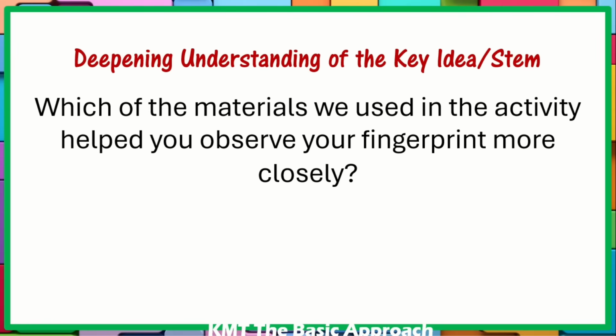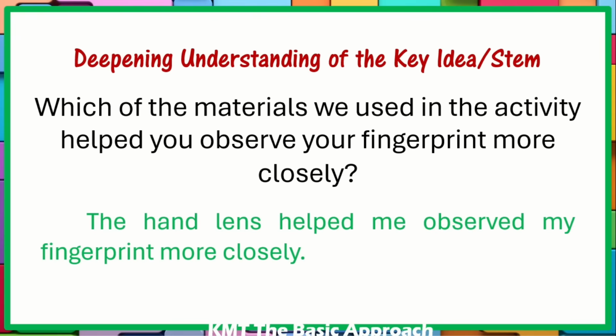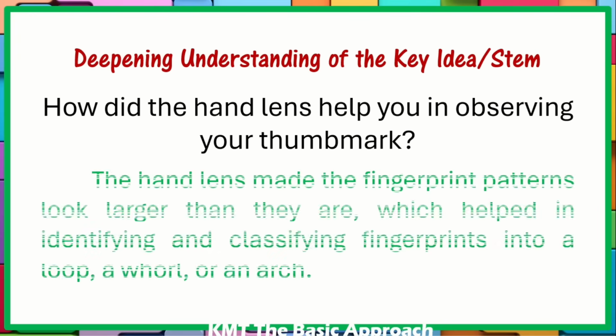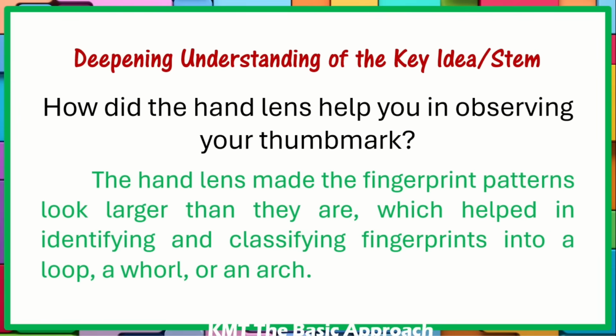Which of the materials we use in the activity help you observe your fingerprint more closely? Good job! The hand lens helped me observe my fingerprint more closely. How did the hand lens help you in observing your thumb mark? Awesome! The hand lens made the fingerprint patterns look larger than they are, which help in identifying and classifying fingerprints into a loop, a whirl, or an arch.